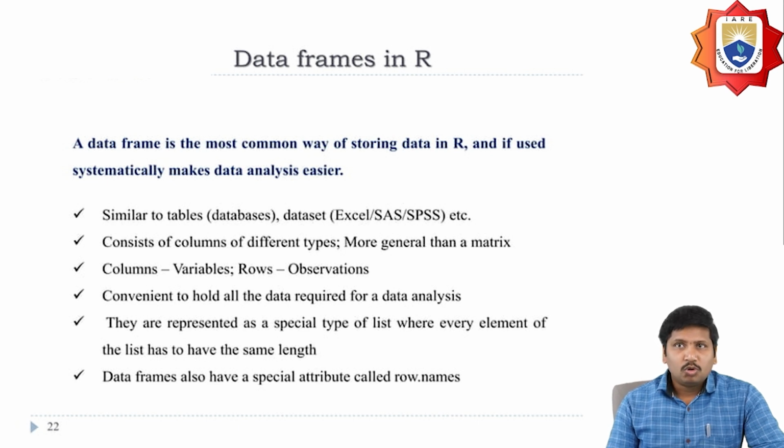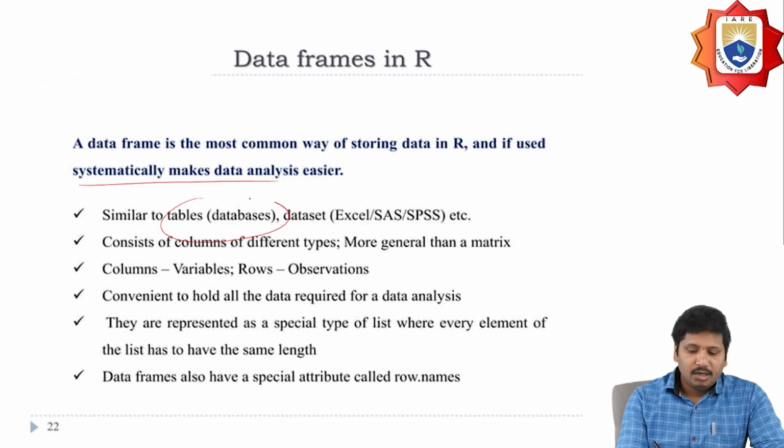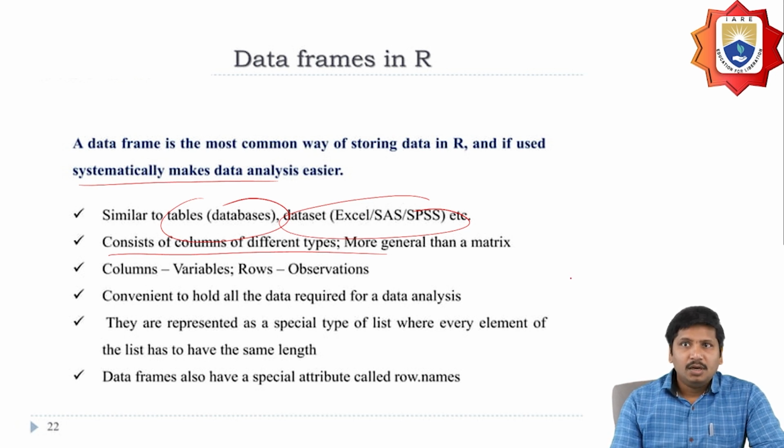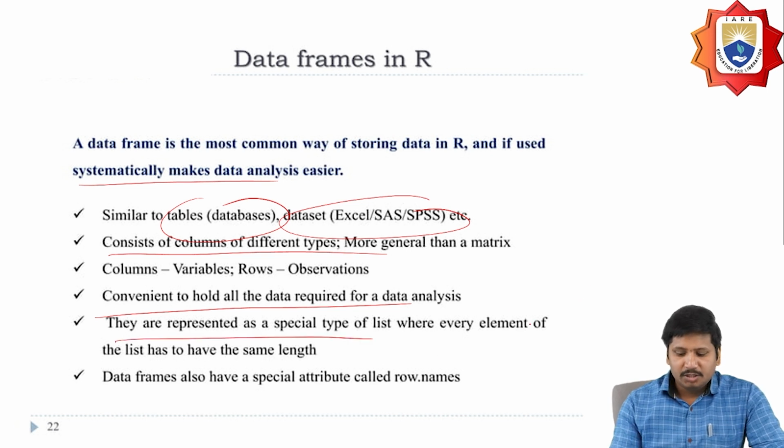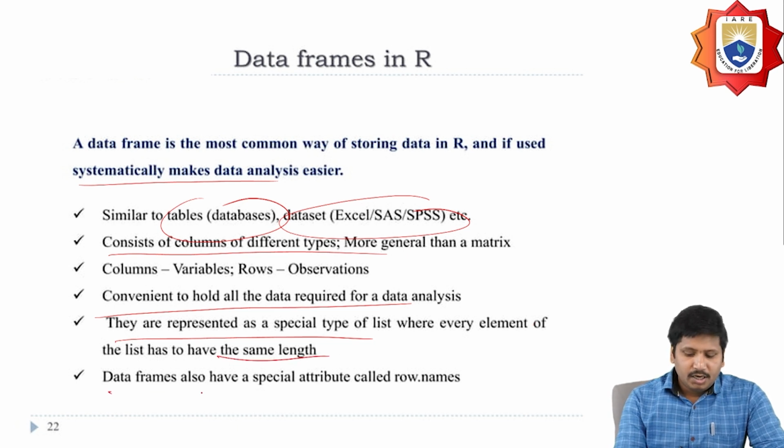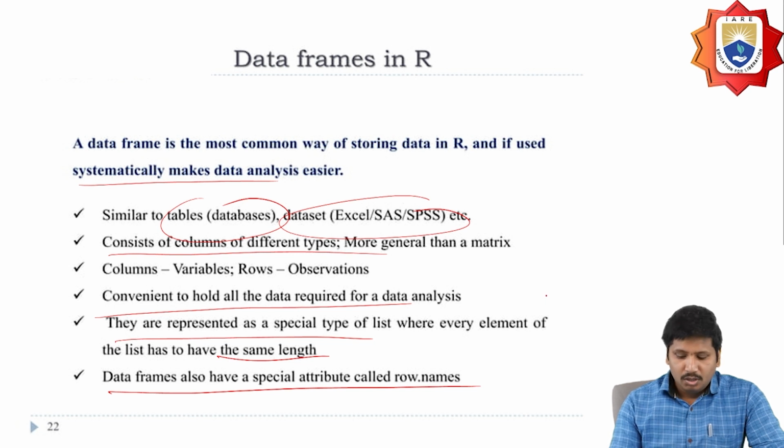So data frame is the most common way of storing data in R. If it is used systematically, it also makes the data analysis easier. It is somewhat similar to the tables, databases and data sets in Excel. It consists of columns of different types, more general than a matrix, with column variables and row observations. So it is convenient to hold all the data required for the data analysis. They are represented as a special type of list where every element of the list has the same length. And the data frames also have a special attribute called row dot names.